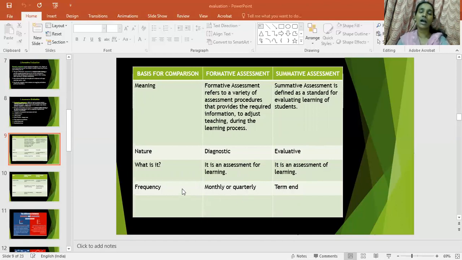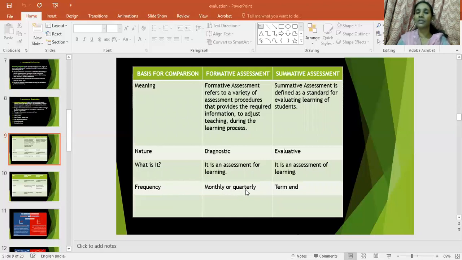Frequency means how we are going to conduct the evaluation. Formative assessment is monthly or quarterly. As I've told you, some teachers may conduct it month-wise, and some teachers can conduct it quarterly.